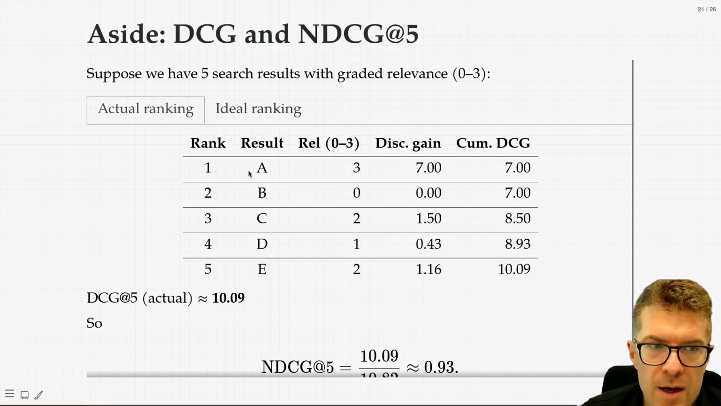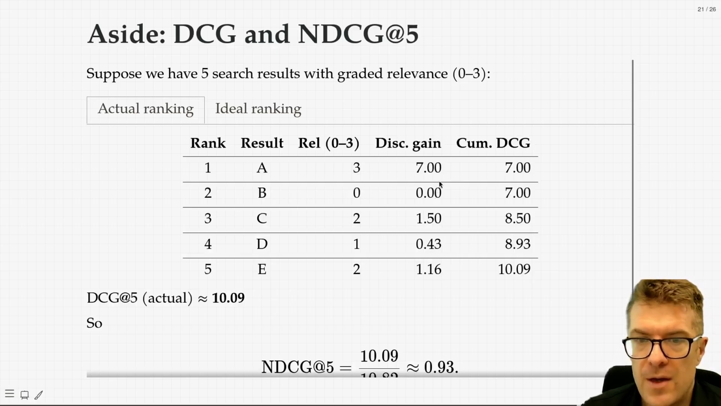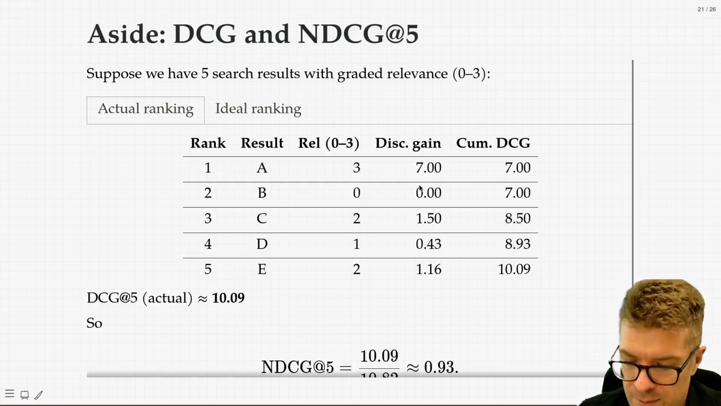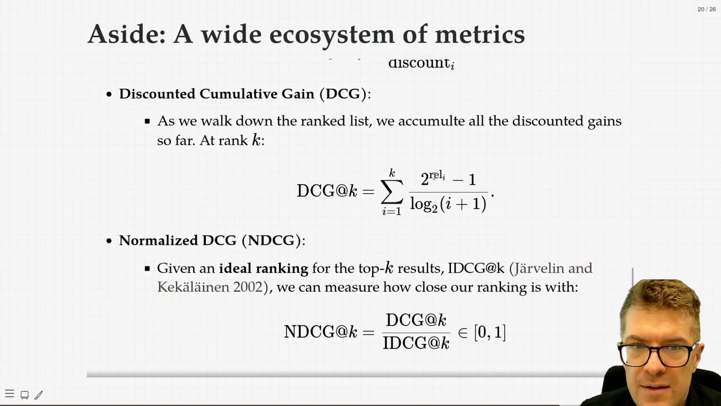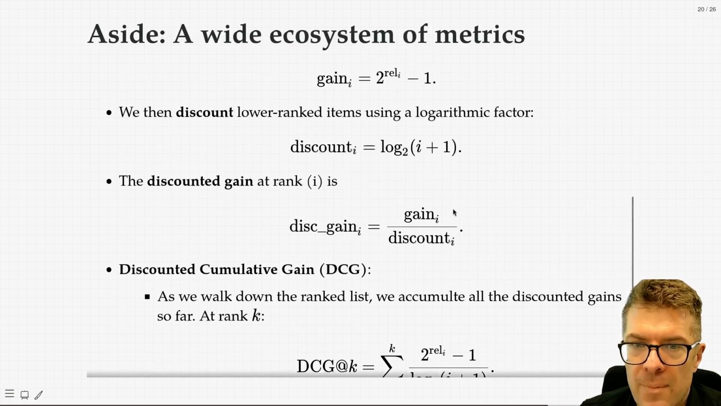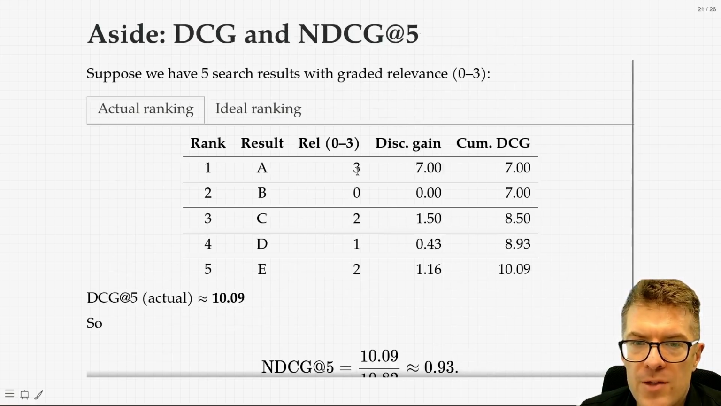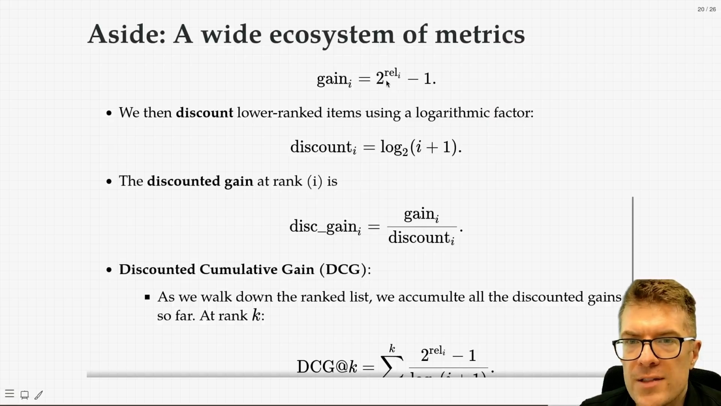Okay, so in the actual ranking that we get, the first page is result A, and it has a relevance of 3. The second page is page B, it has a relevance of 0, and so on. I'm just going to walk through this, just because this might be the only time you see this. We can go back a second and look at the discounted gain. The gain is 2 to the rel i minus 1. What is the relevance of the top page? Well, it's 3. 2 to the 3 is 8, minus 1 is 7. So the gain is 7.